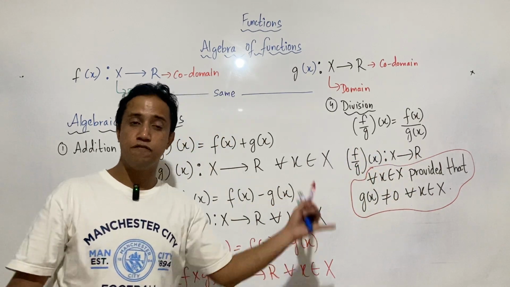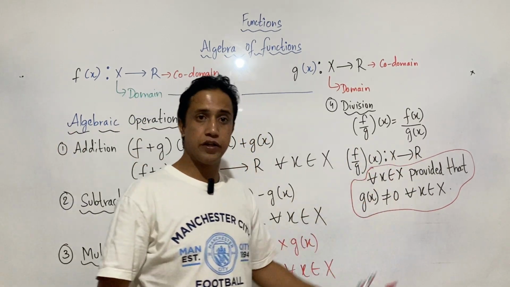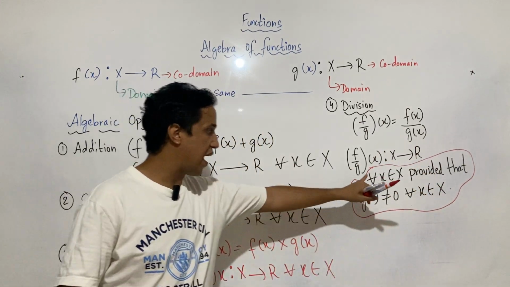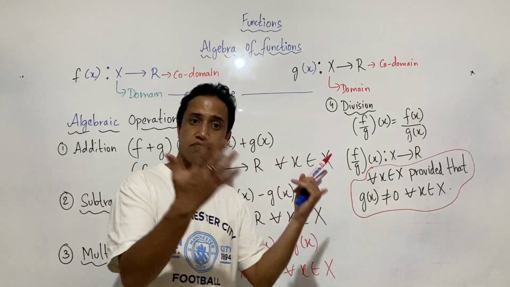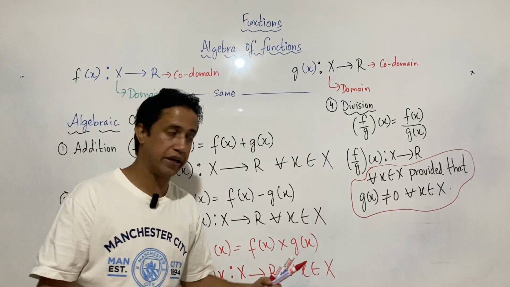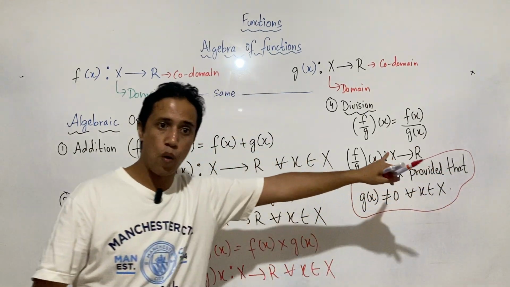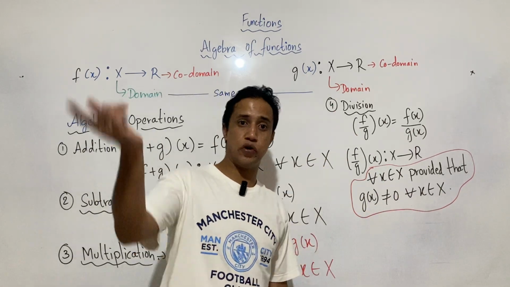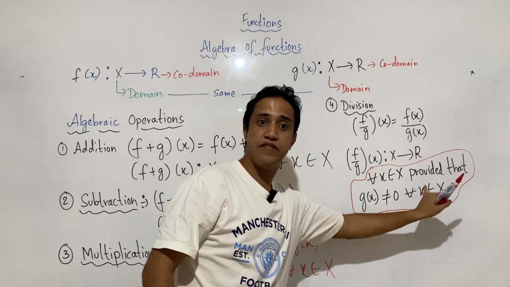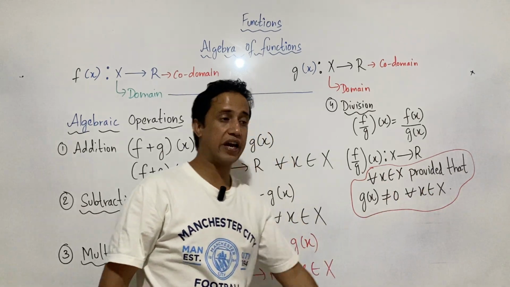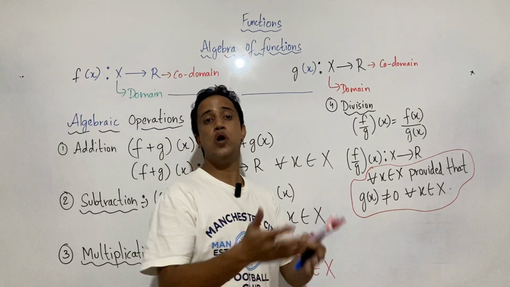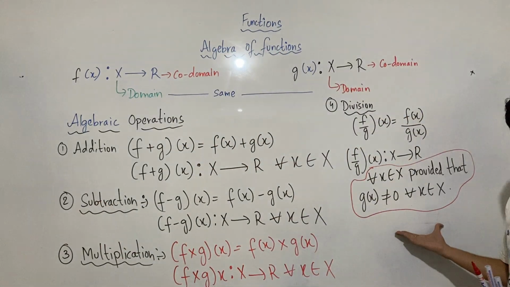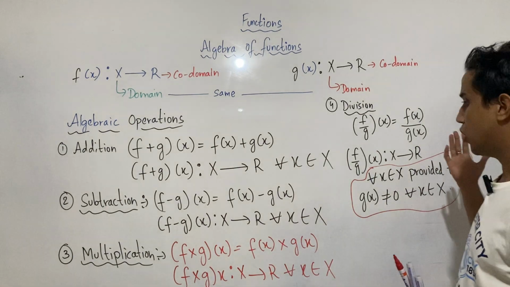The division of two functions is going to be a function defined from X to R for all x belongs to X. Why? Because input will come from the domain, right? Provided that you won't get g(x) equal to 0 when you give this function any input. Okay, if it comes 0, you have to neglect those inputs. So that's what it means. Understand?